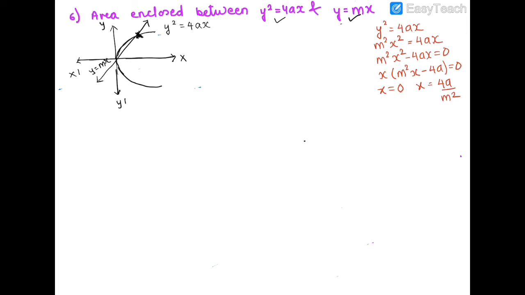This is the equation of a line, and I put x is equal to 0 here, so I get y is equal to 0, and in the line when I put y is equal to m and x as 4a by m square, I get y is equal to 4a by m. So therefore my points are 0, 0, which is this point, and the other point is 4a by m square and 4a by m, which is the x and the y coordinate.